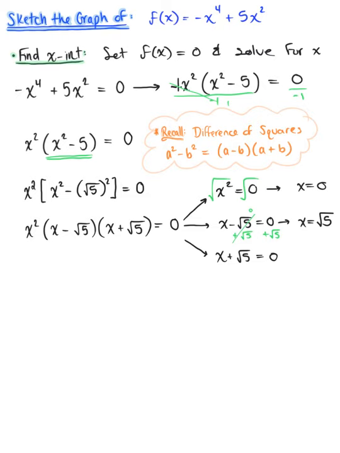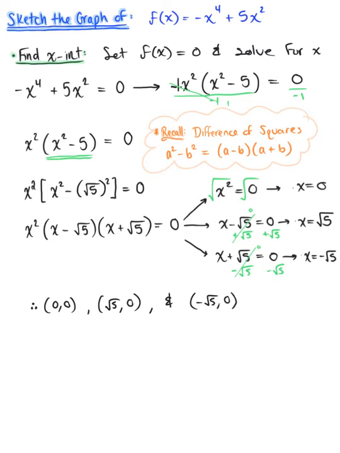And in case 3, we can now subtract the square root of 5 from both sides of the equation. So the square roots of 5 cancel each other out, leaving us with our third x-intercept. X is equal to minus the square root of 5. So these are our 3 x-intercepts, and we can write them in their ordered pair form. So we have an x-intercept at 0, 0. We have an x-intercept at positive square root of 5, 0. And we have an x-intercept at minus the square root of 5, 0.